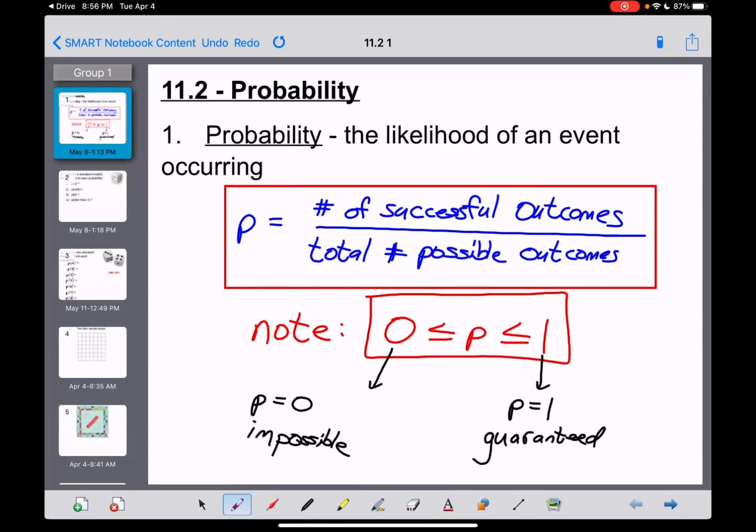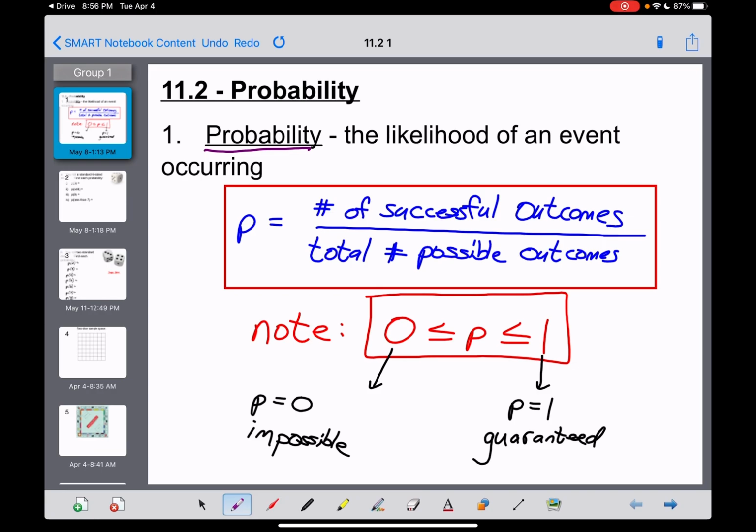Okay, Algebra 2, Section 11.2 takes some of those concepts we took from earlier in 11.1, and we're now moving into the concept of probability, which is what this chapter is really all about. So a definition for us right here, probability is the likelihood of an event occurring.